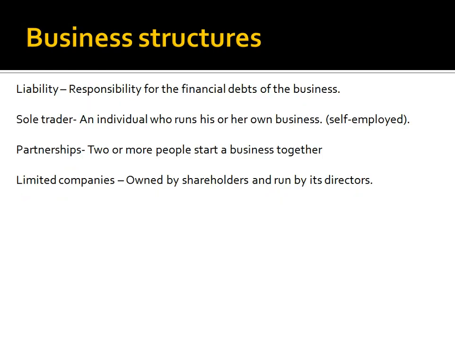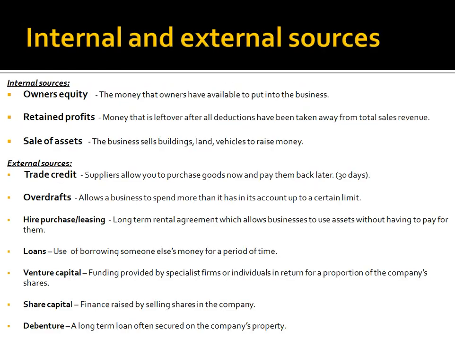With external sources, we're still on this page. External sources. Trade credit is the period of time usually that is allowed for a business to supply other businesses with goods or services. So as I've said here, it allows you to purchase goods now and then pay for them later. So you have time before you actually have to pay it back, basically.